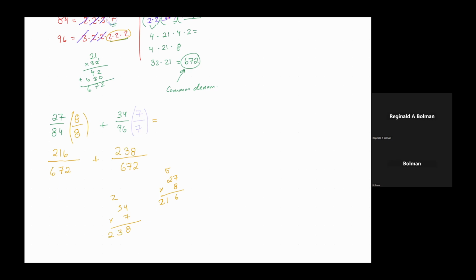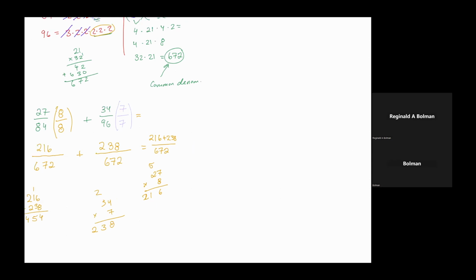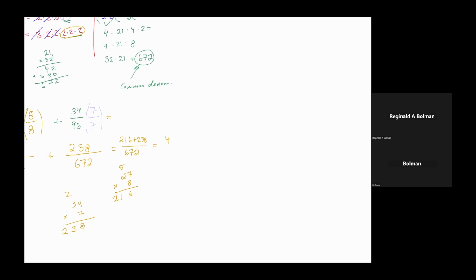Adding across the top, you now have 216 plus 238 all over 672. And 216 plus 238: 8 plus 6 should give you 14. Carry the 1. 1 plus 1 is 2. 2 plus 3 is 5. 2 plus 2 gives you 4. So now you have 454 on top all over 672.